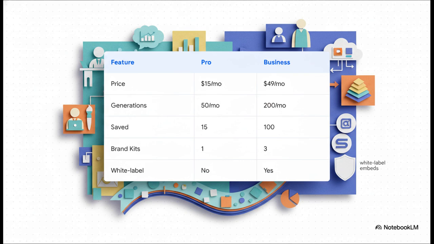First up is the Pro plan. This one's perfect if you're an individual or working on smaller projects. For just $15 a month, you get 50 generations and a brand kit. Then there's the Business plan. At $49 a month, this one is really built for teams and agencies. It bumps you way up to 200 generations, gives you a ton more storage, 3 brand kits, and it adds a real game-changer feature, white label embeds. That means you can embed these on a client's site with no NarrativeVis branding.